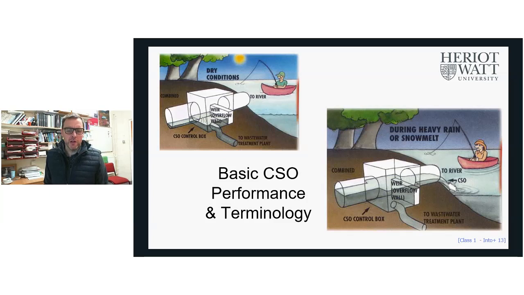So here's CSOs in a little bit of cartoon format. The same issue: you've got flows coming in, and then during dry weather flow they go off to the treatment works. Once the flow builds up, flows go over the weir and off into the river. Okay, by and large the fish don't like this kind of stuff going into the river, and I wouldn't be very keen on eating those fish either.